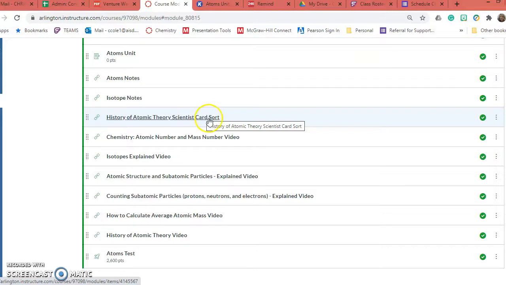All right, after the isotope notes, you're going to do the isotope worksheet. You can watch this video if you're not sure how to do the isotopes. All right, and then you're going to solve for average atomic mass. If you don't know how to do that, there's a video right here, how to calculate average atomic mass. All right, and then after that, there's the Candium lab.